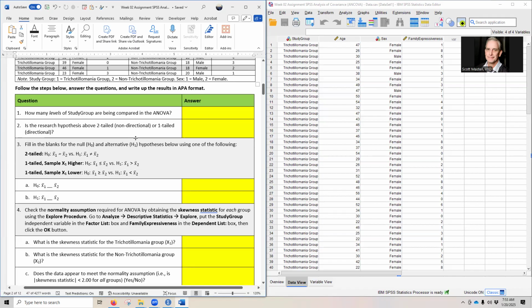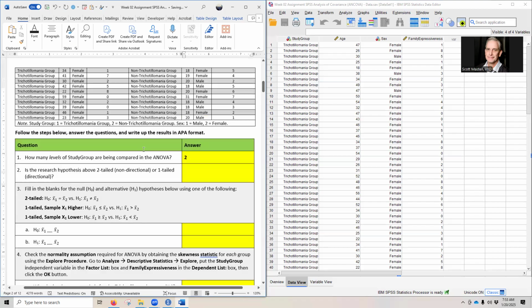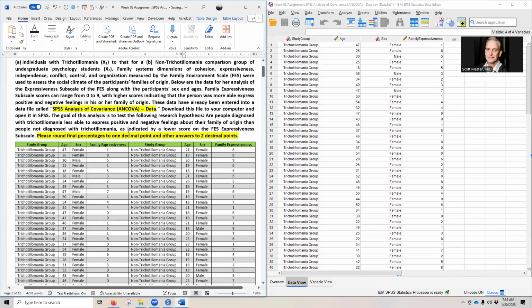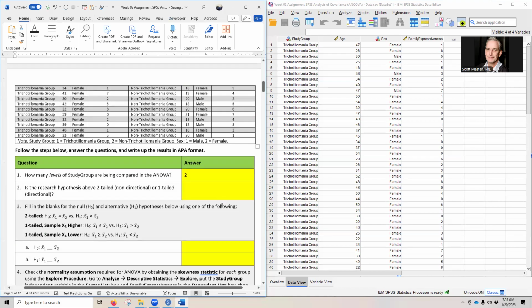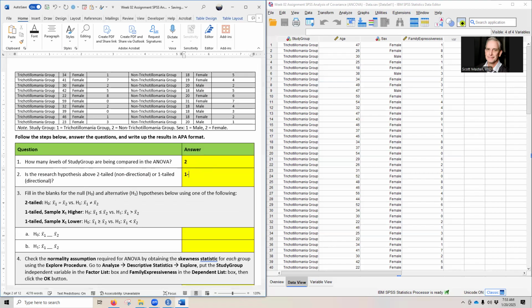So question one is how many levels of study group are being compared in this ANOVA? There's two. So people with trichotillomania and people with no trichotillomania. Is the research hypothesis above two-tailed or one-tailed? Well, specifically, "diagnosed" and "less able" suggests a one-tailed. They're saying the trichotillomania group should be lower on this family expressiveness. This is going to be one-tailed.